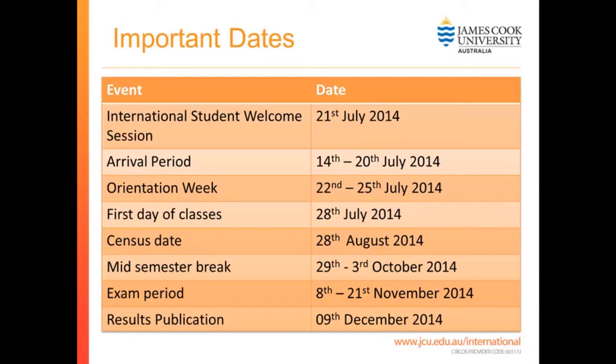Orientation Week, or O Week, will be held from the 22nd to the 25th of July. You can find an Orientation Week guide on our website. This will provide you with all of the information about the really important academic sessions and all of the social events that will be happening during this week. For most students, the first day of classes will be the 28th of February. You must be in Townsville or Cairns, ready to commence your classes by this date.